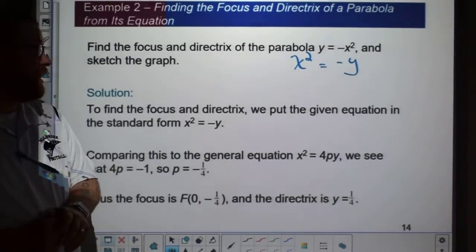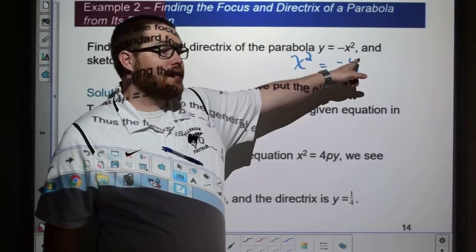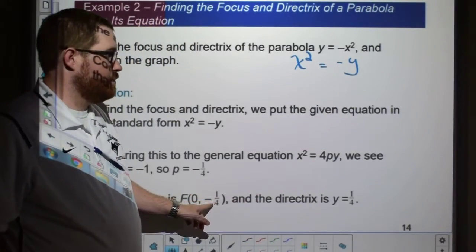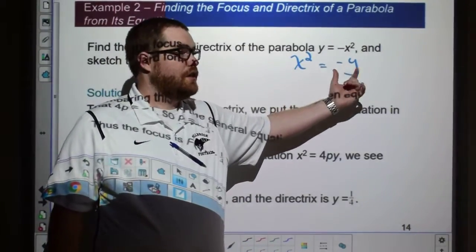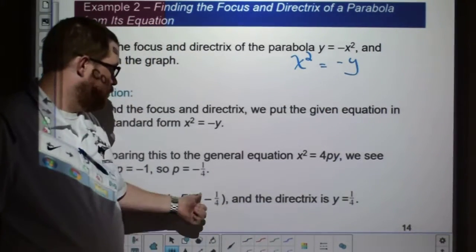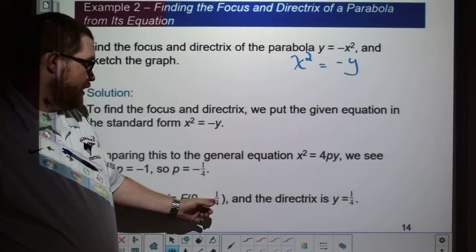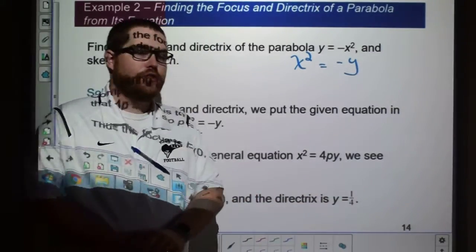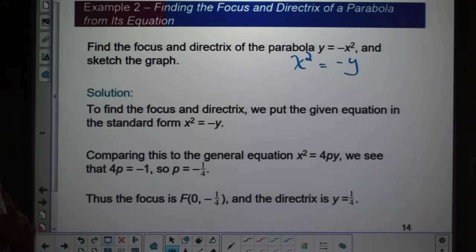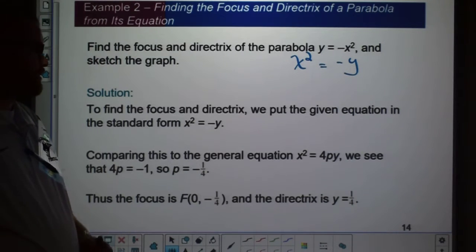Okay? And here's a hint. This one wasn't squared, so this is going to be the y value. In a second, we're going to switch these two. Look at the thing that's not squared. It'll tell you which value is the focus. The directrix is y equals, in this case, the opposite value, so positive 1/4. Again, nothing too tricky. You just have to memorize this.